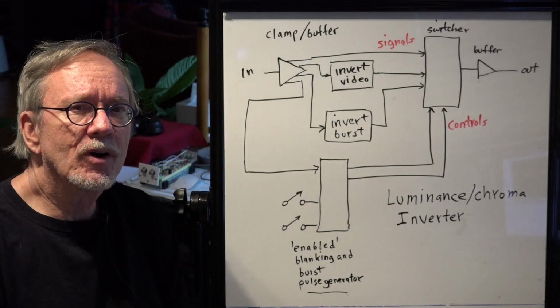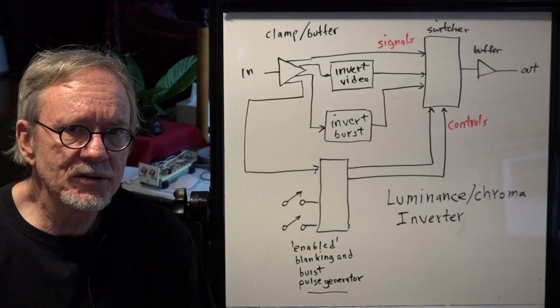Hello, Rob here. This is lesson 8. We're going to see if we can wrap it up on the Luminance Chroma Inverter. I've been calling it the Luminance Inverter, but we're going to flip the chroma too, sort of in a backwards way. It's a lot more complex than the two comparator circuit.